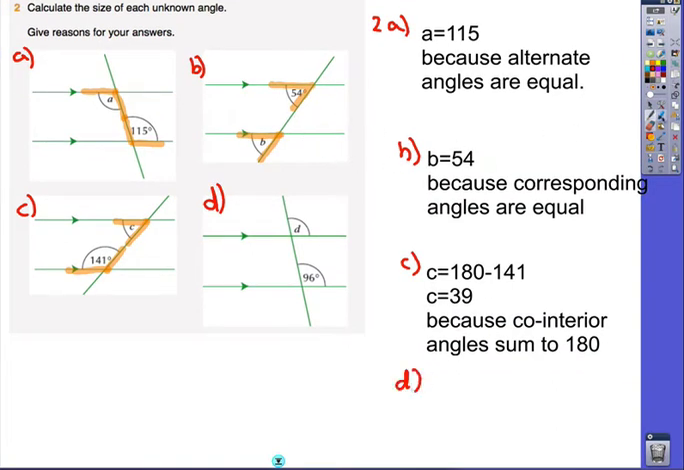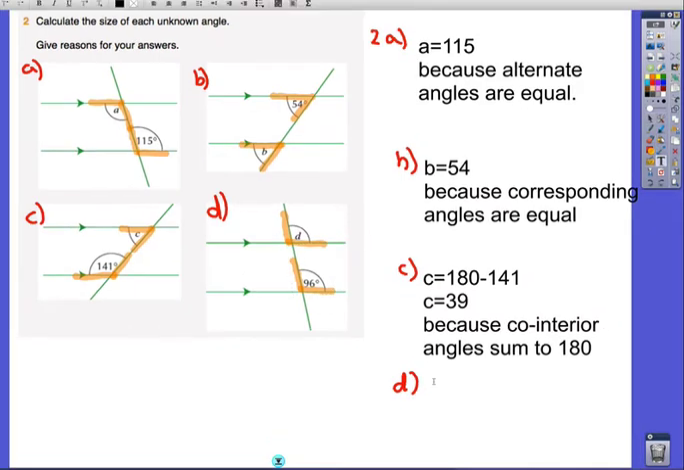Again, D, you can see the angle that we're given is 96, and the angle we need to work out is D. Let me just draw this perfectly. So 96 degrees is here, and D is there. Again, this is going to be a corresponding angle.